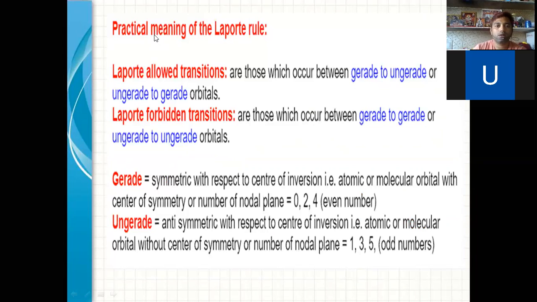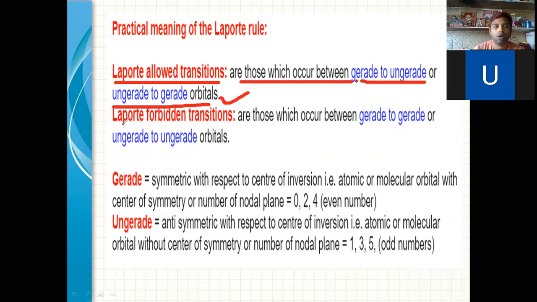We can see here the meaning of the Laporte rule. Laporte allowed transitions are those which occur between gerade to gerade or ungerade to ungerade orbitals. Laporte forbidden transitions: gerade to gerade is forbidden and ungerade to ungerade is forbidden. What is the meaning of gerade and ungerade?